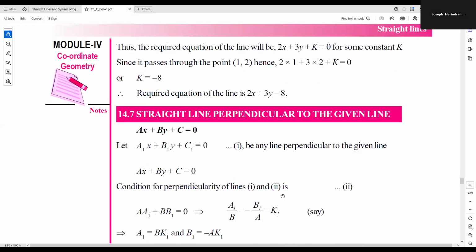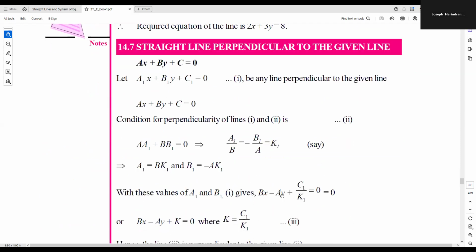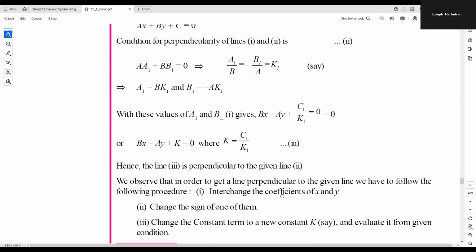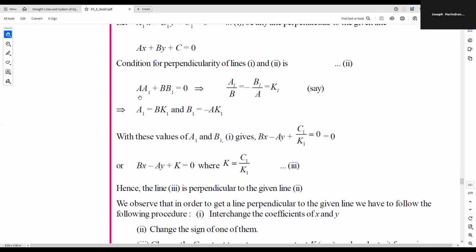The straight line perpendicular to the given line is, of course, as we already saw, such that the product of the slopes should be negative one. So we can come across this relationship: A1 A plus B1 B is equal to 0. That's all.